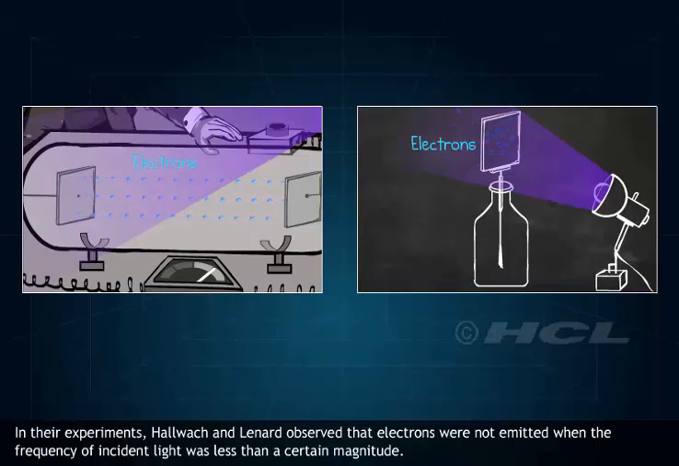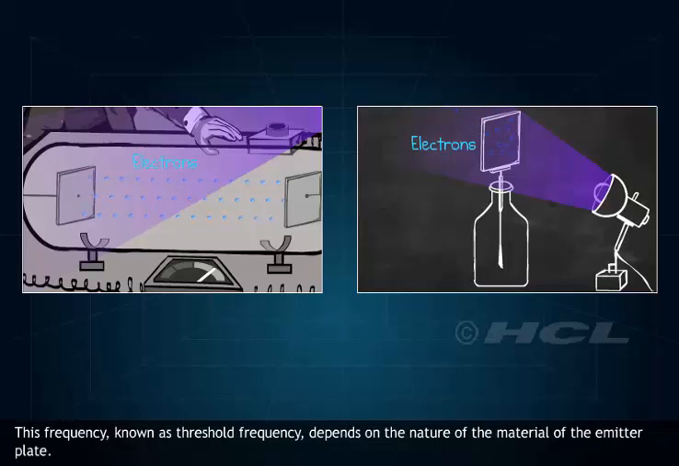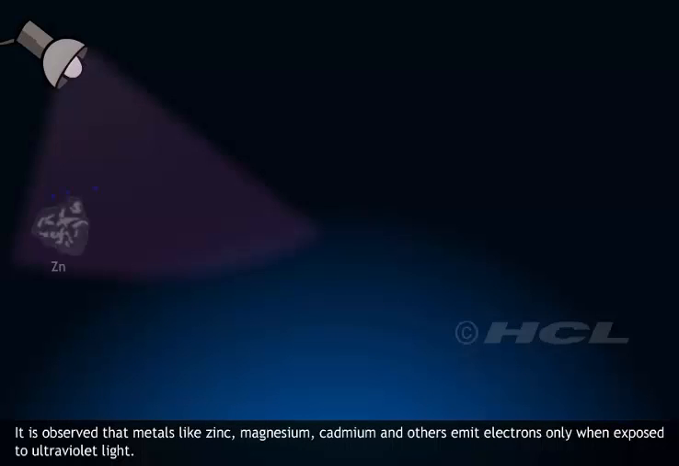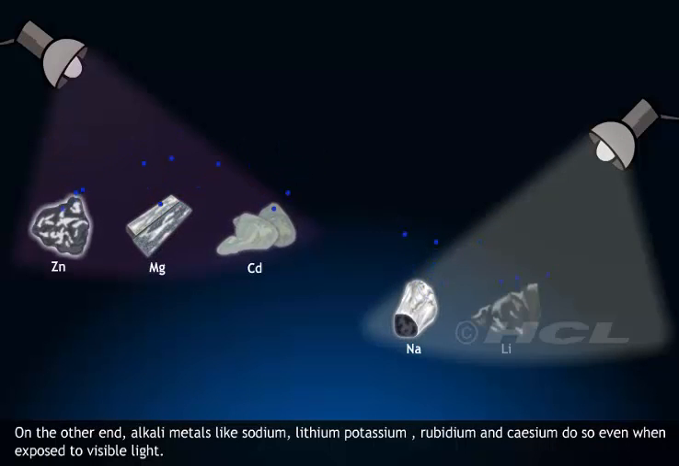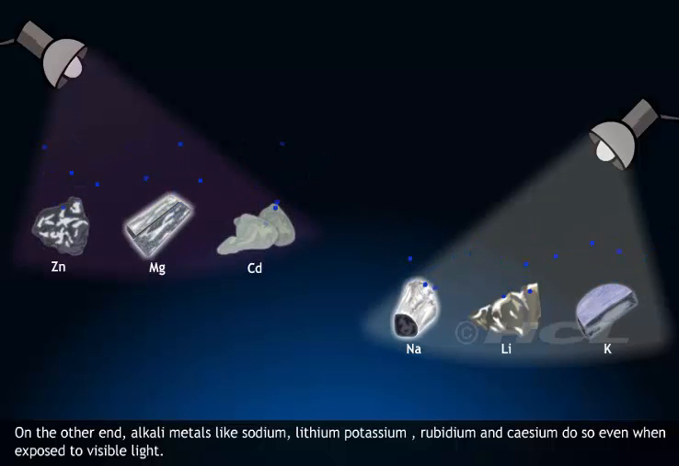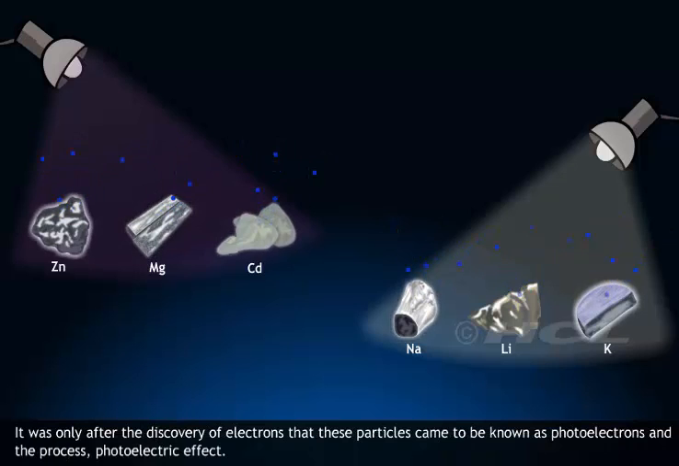In their experiments, Hallwachs and Lenard observed that electrons were not emitted when the frequency of incident light was less than a certain magnitude. This frequency, known as threshold frequency, depends on the nature of the material of the emitter plate. It is observed that metals like zinc, magnesium, cadmium, and others emit electrons only when exposed to ultraviolet light. On the other hand, alkali metals like sodium, lithium, potassium, rubidium, and cesium do so even when exposed to visible light. It is only after the discovery of electrons that these particles came to be known as photoelectrons and the process the photoelectric effect.